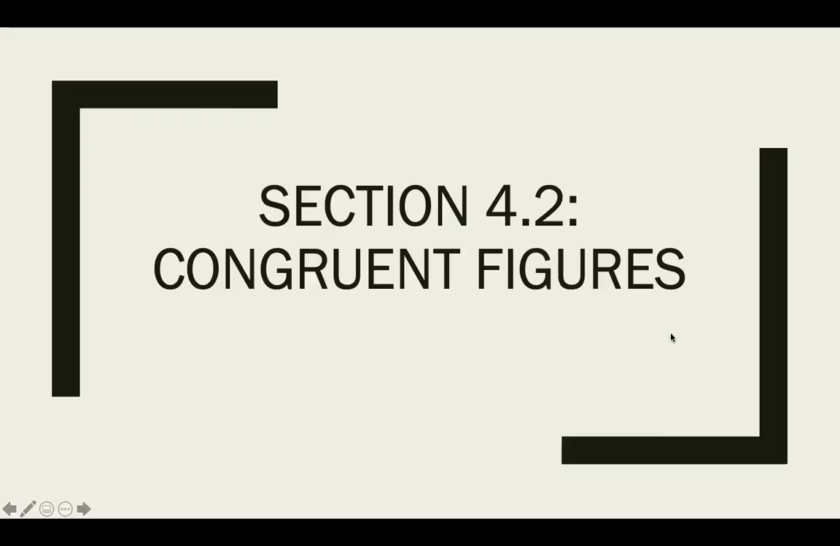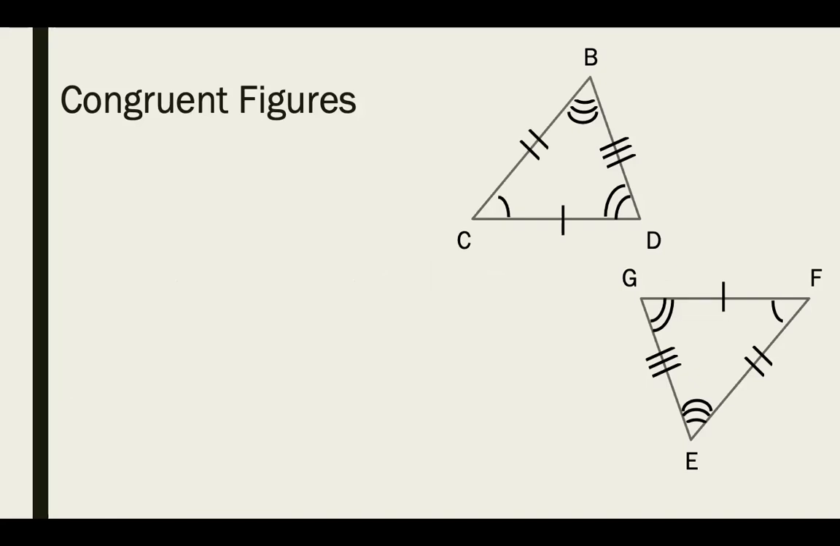This video covers Chapter 4, Section 2, which is an introduction to congruent figures. So we've already talked this year about what it means for segments to be congruent and also what it means for angles to be congruent. But here we're going to talk about what it means for a figure or a shape to be congruent to another figure. So here we actually have an example of two triangles that are congruent.